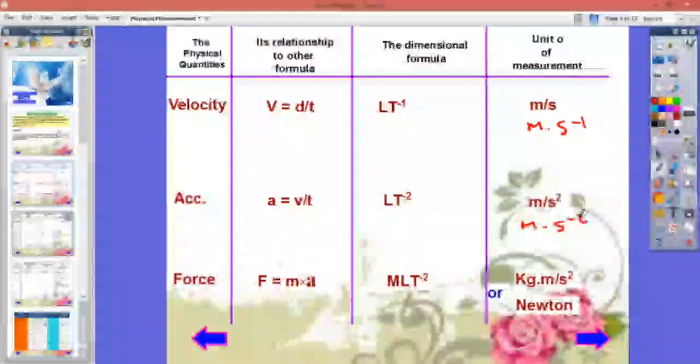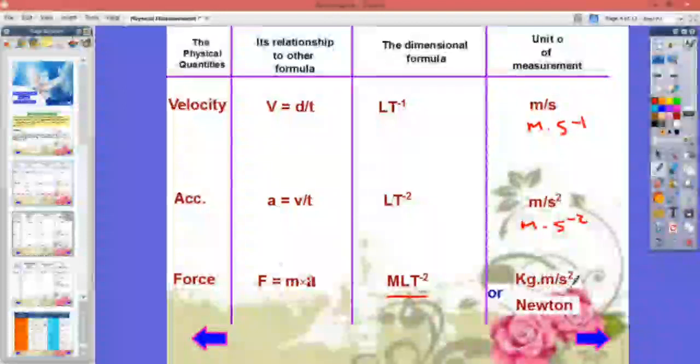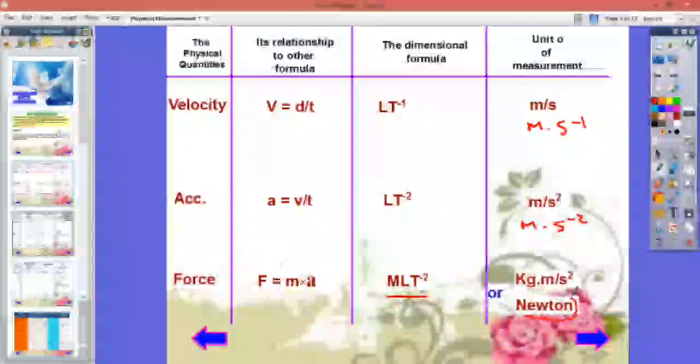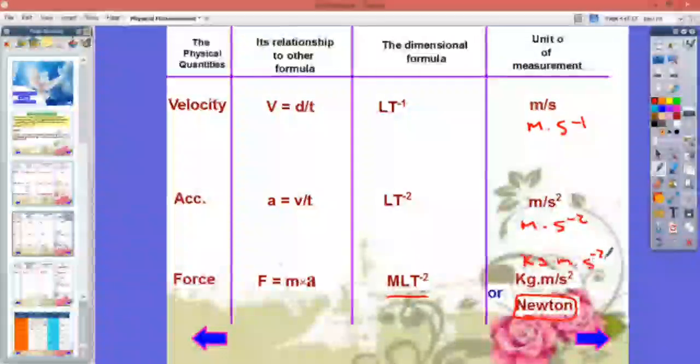What about force equals mass times acceleration? The dimensional formula of mass is M, of acceleration is L T power -2, so the dimensional formula is M L T power -2. The measuring unit of mass is kilogram, of length is meter, so the unit of force is kilogram meter per second square, or Newton, named after the scientist who discovered force. We can write kilogram meter second power -2.